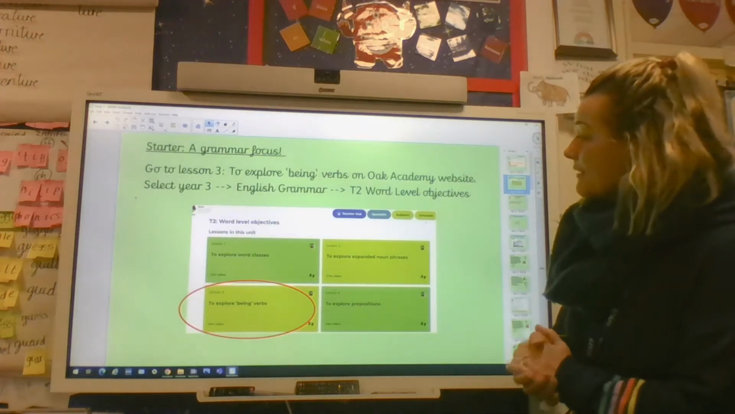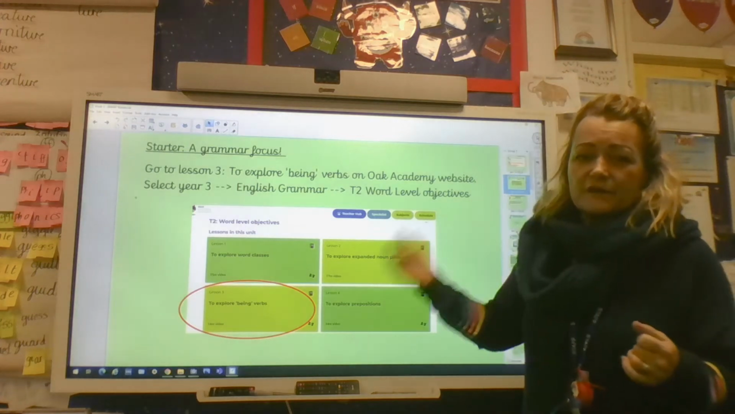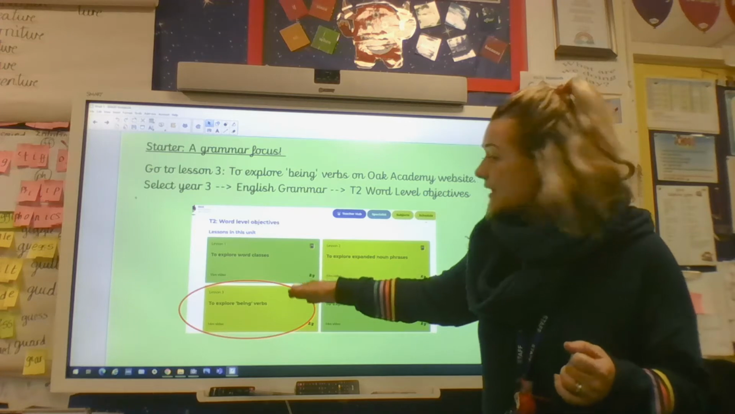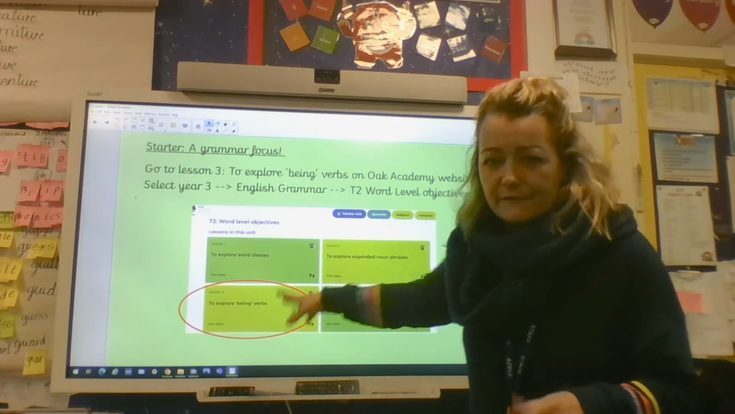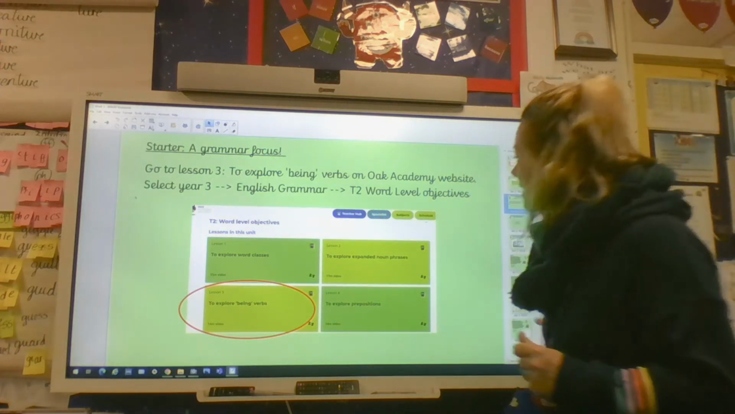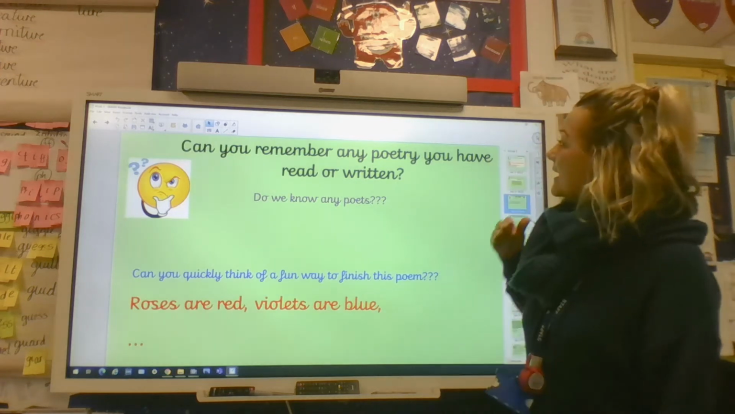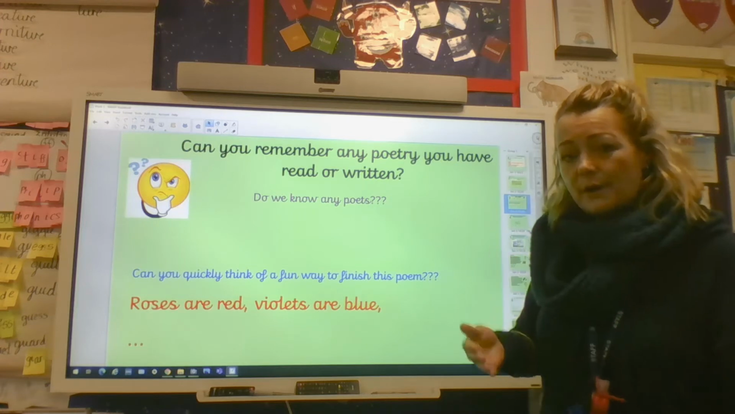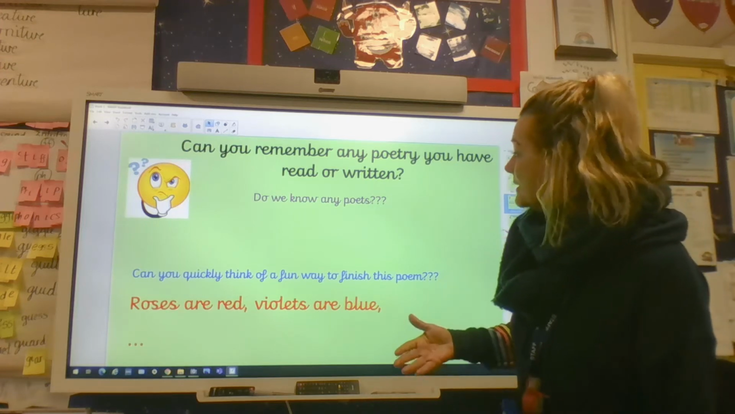To begin with, I will ask you to do a grammar lesson. Go to Oak Academy, click on being verbs. I'd like you to take a look at exploring being verbs. When you've done that, come back to the slides and I will guide you through, to begin with, just asking you to think about poetry and what you already know.